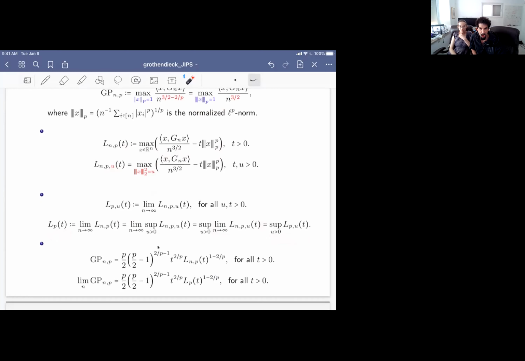One thing I should mention here is that even though the right-hand side is a function of t, the left-hand side doesn't depend on t. So this holds for every t. There is this auxiliary parameter t here. Okay, any question on this slide?